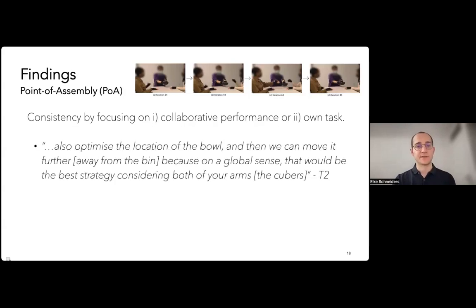An example of this first strategy is, for instance, expressed by the bowler in Triad 2, who stated that they also optimize the location of the ball, and then we can move it further away from the bin, which is their endpoint, because it on a global sense would be the best strategy considering both of the cuber's arms.